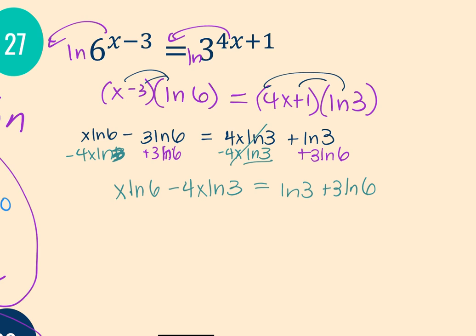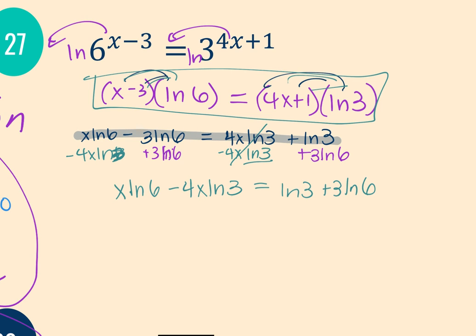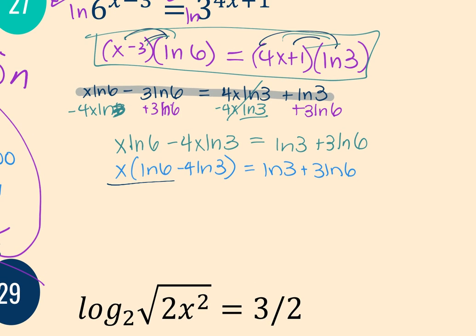So from here, you distributed the ln's to both, and then I got the line that was in blue. And then I need to move the ones with the x's to one side and the ones without the x's to the other side. So I moved the 4x from the left to the right. You could do it in either direction. And then I moved the 3 ln 6 from the left to the right. Now I've got two terms with an x on the left, so I've got to take the x out, and I get ln of 6 minus 4 ln of 3 equals ln of 3 plus 3 ln 6. And then I've got to divide by everything except for the x. So now my x is isolated.